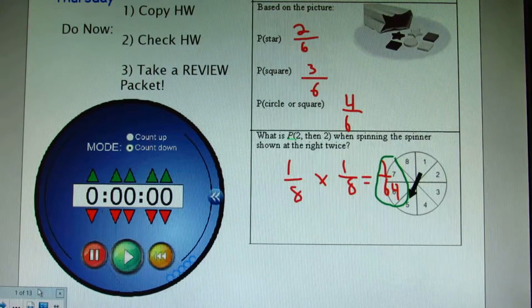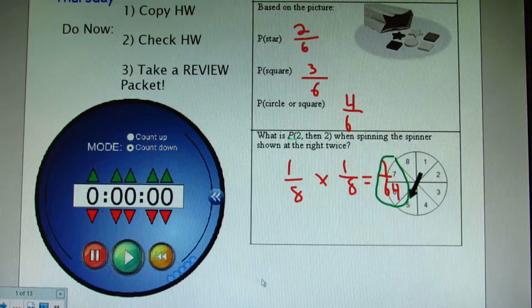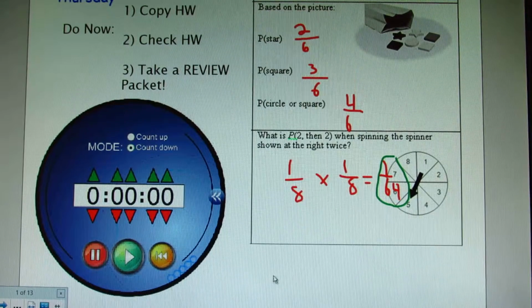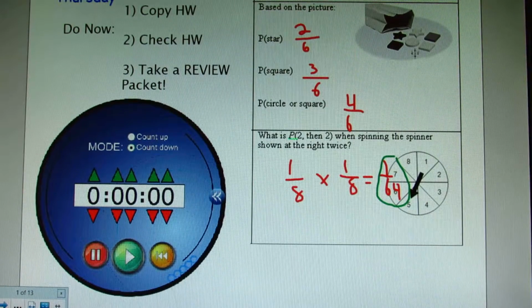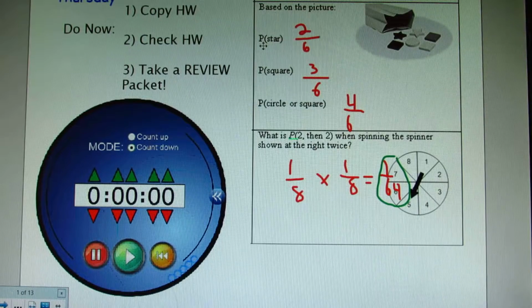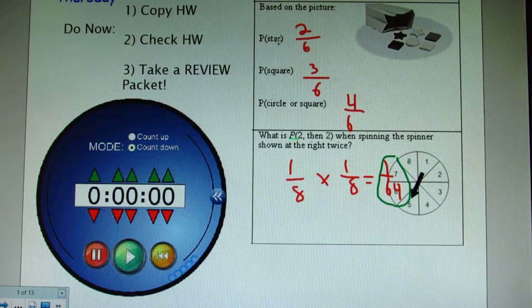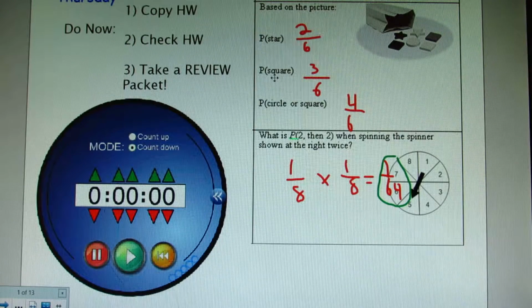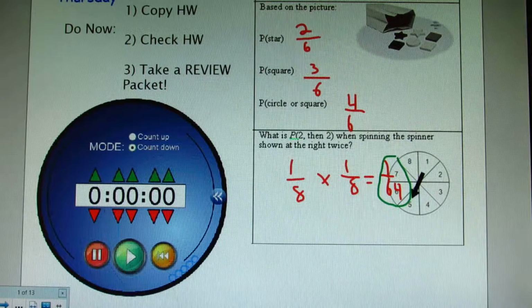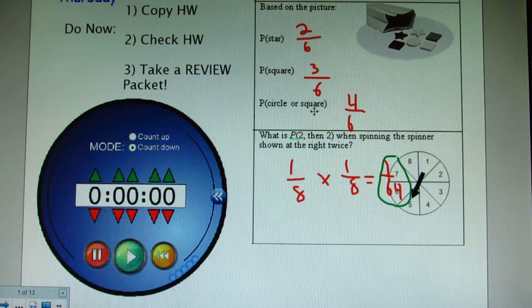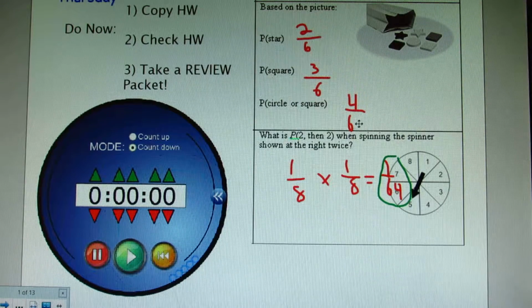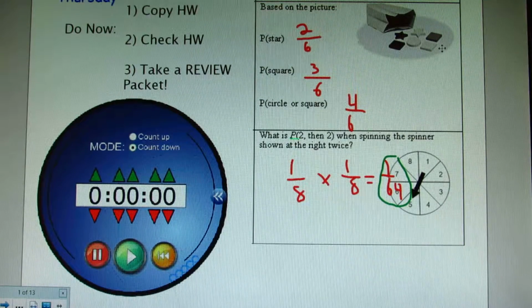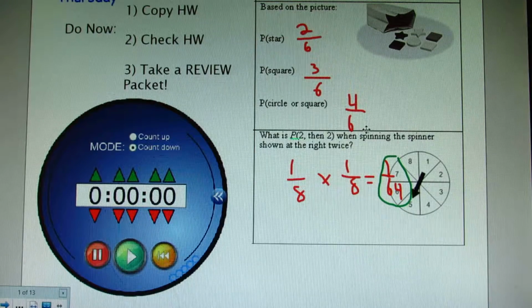Alright, let's get started on the review today. Today's homework, we're going to go over it really quickly. Number 96. Based on the picture, P stands for probability. What is the probability of your getting a star? 2 out of 6. The chance of getting a square, 3 out of 6. The chance of getting a circle or a square. Again, we want one instance of that. So there are 4 circles or squares out of 6 total.